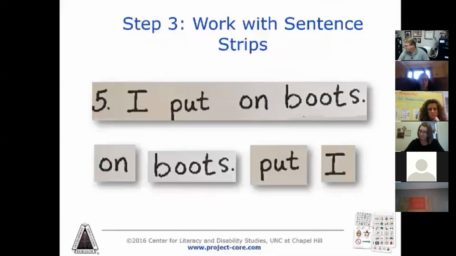After the sentence is cut into its individual words, ask the students to arrange their words to recreate their sentence. After each attempt, read the words in the order the student placed them. In this example, Kiana has arranged the words to say, "On boots put I." The adult read it while pointing to each word and asked Kiana, "Does that sound right?" Then the adult referred back to the chart to read the sentence in the correct order before asking Kiana to try again. The adult repeated the process one more time before guiding the student to find the words in the order needed to recreate the sentence.